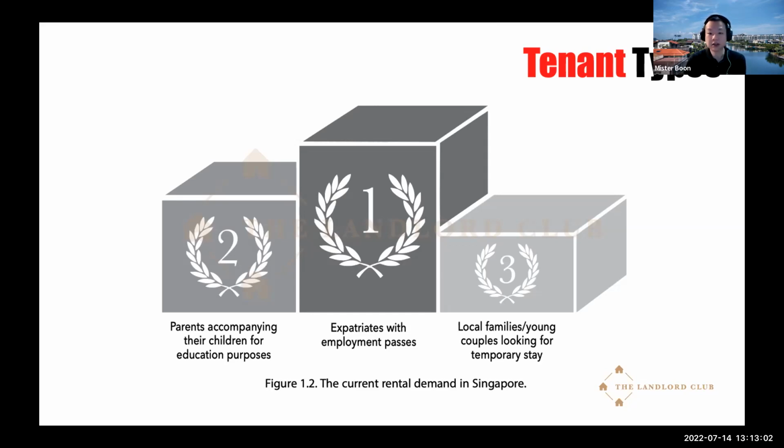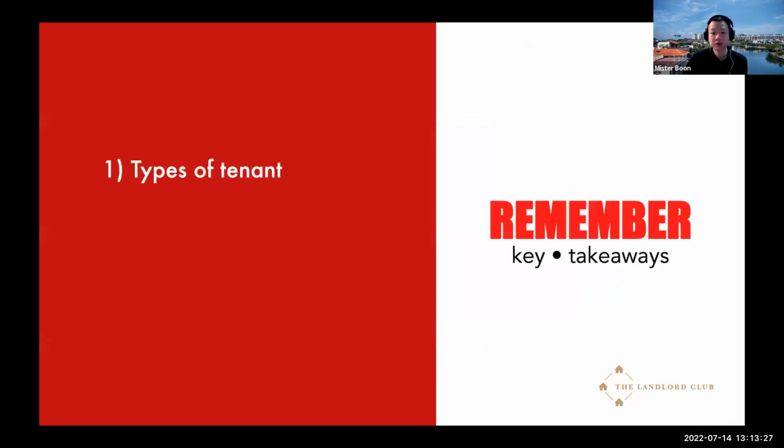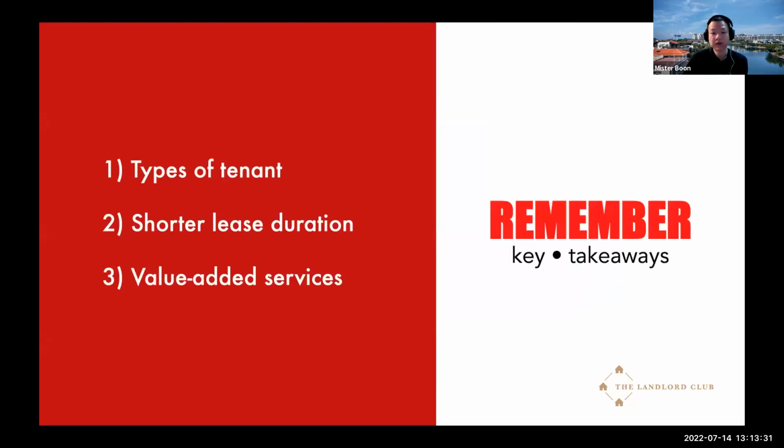Of course, there is temporary stay. Some of the youngsters nowadays do not want to stay with their parents anymore. They have more Western thinking. After they reach a certain age, they want to have their own comfort zone, so they shift out. They might look for room rental or co-living, which I will be touching on a few slides later. So remember: type of tenant, shorter lease duration, value-added service.